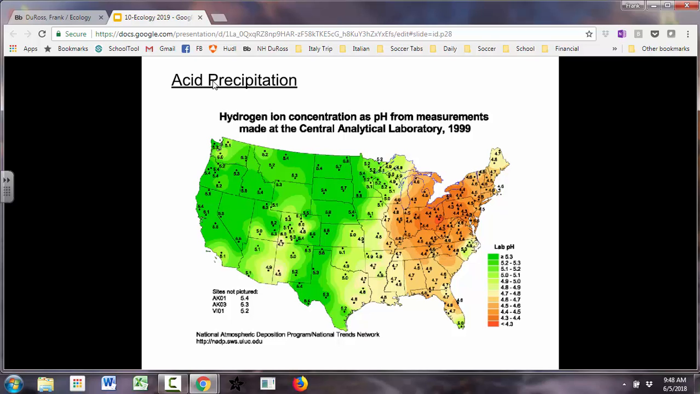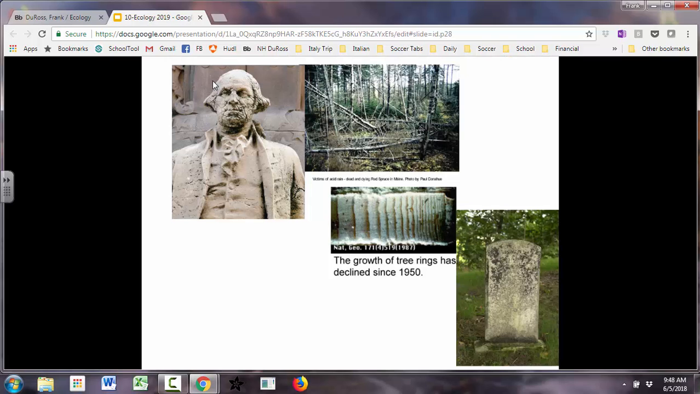The higher up you release the pollution, the more likely it is to get taken away in wind currents. And so it doesn't just fall directly on the community where the factory is, it gets taken somewhere else. Here you see some effects. These are the spruce forest that's been damaged due to the acidic conditions of acid precipitation.